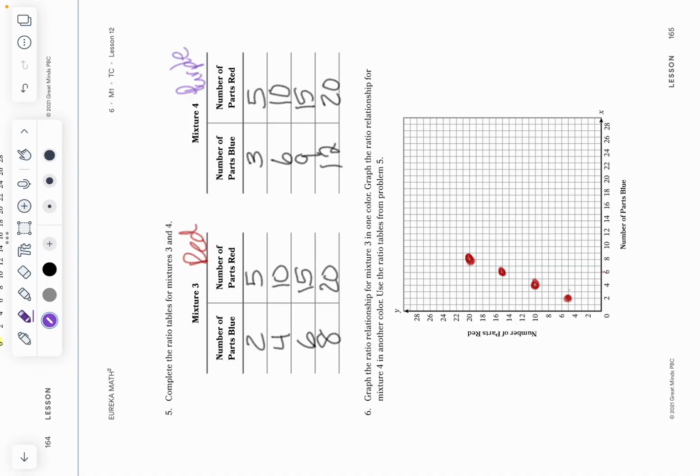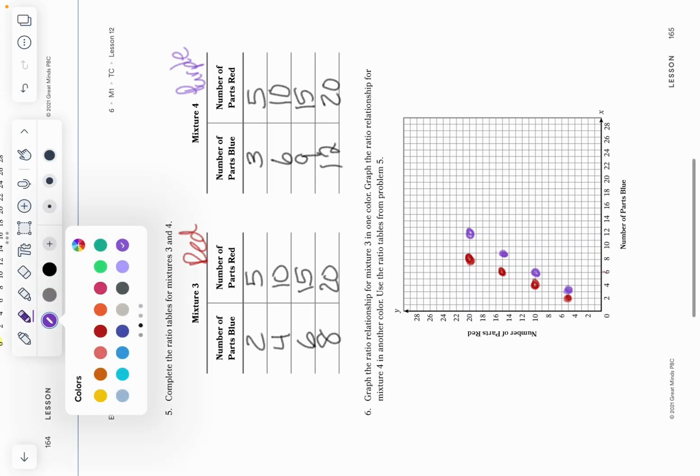3 goes with 5. Okay, 6 goes with 10. 9 goes with 15. And 12 goes with 20. Then I'm going to go ahead and erase this.